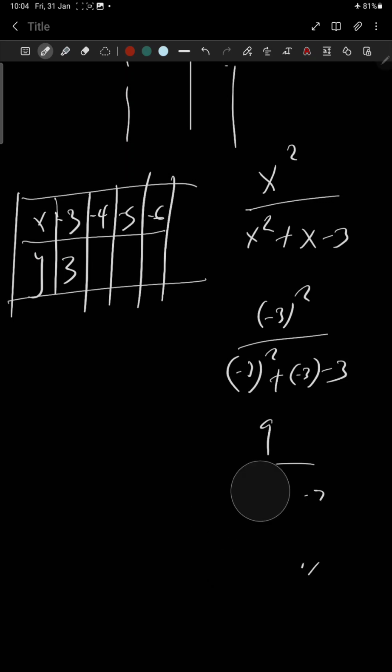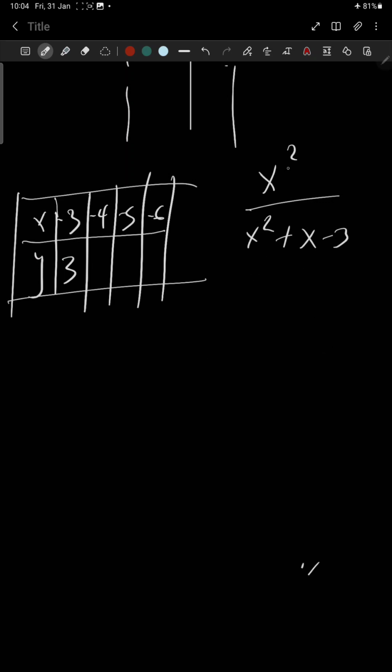Okay, I'll replace negative 4. So if I replace negative 4, I'm going to have positive 16 over 16 minus 4 minus 3. This will be 16 over 12. This is 12 minus 3 over 9, so this will be 16 over 9.